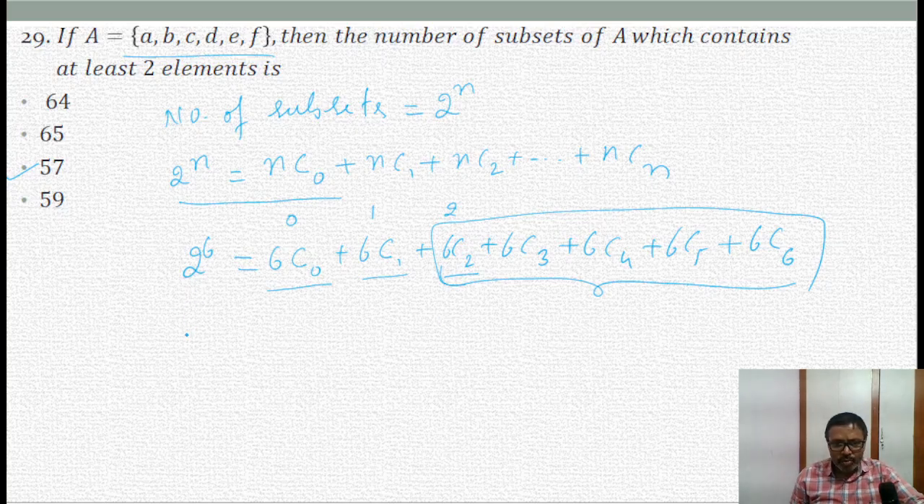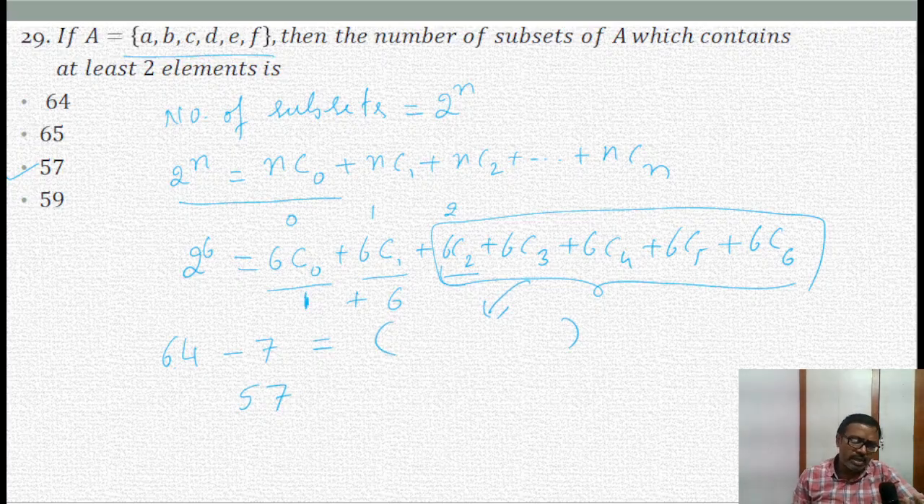Okay, now 2 to the power 6 is 64, and what is the 6C0 value? Combination is 1, 6C1 value is 6, 1 plus 6 is 7. Shift it to the left hand side, minus 7 is equal to this result. Now 64 minus 7 is 57. This is how we can solve.